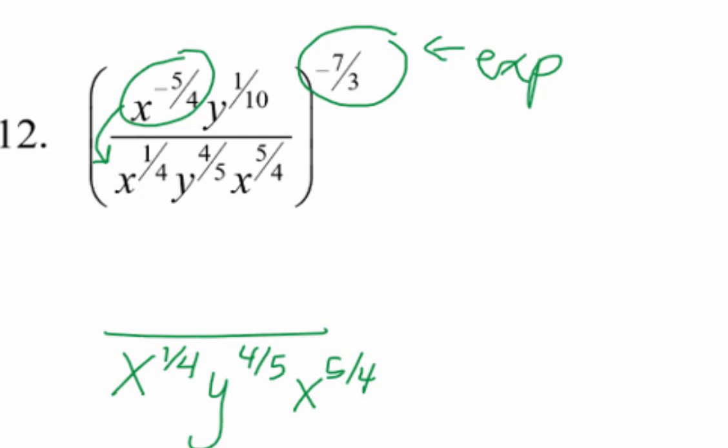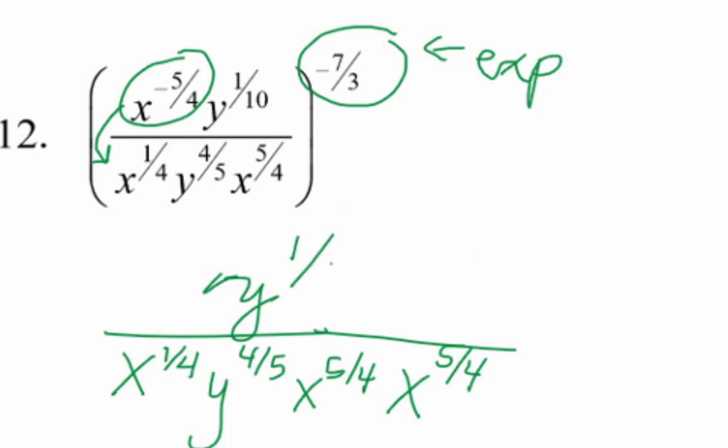But now we're going to bring down this other x to the 5/4. Bringing it down to the denominator will change its sign to the opposite sign, as you know, from reciprocals. And then up here, I have y to the 1/10. Remember, I'm just ignoring this exponent for a minute.